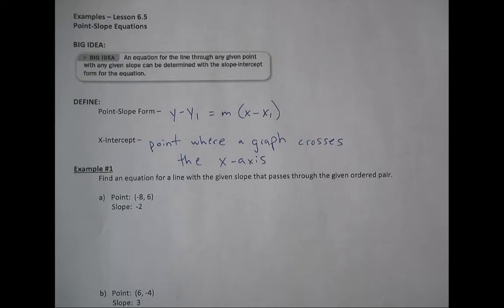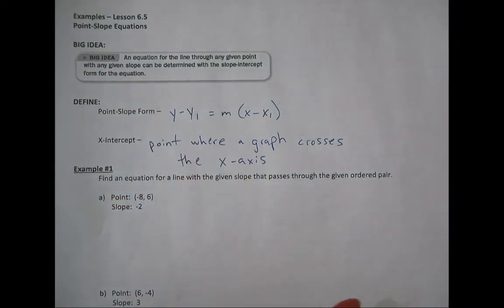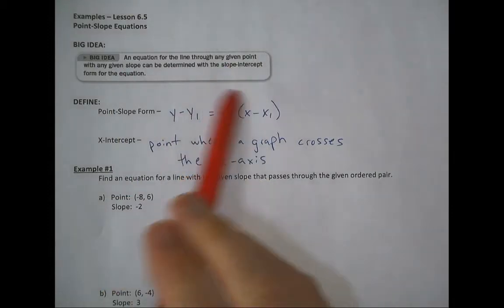And so today we're going to look at an equation which can be equivalent to that, but when you arrange it in a certain form, you can actually see an actual point that's on the graph and the slope. And so if you're given that kind of information, you don't need to go through any extra steps or any other process. You can go straight to this particular equation if you have a point and you have a slope. So the big idea today: an equation for the line through any given point with any given slope can be determined with the slope-intercept form of the equation.